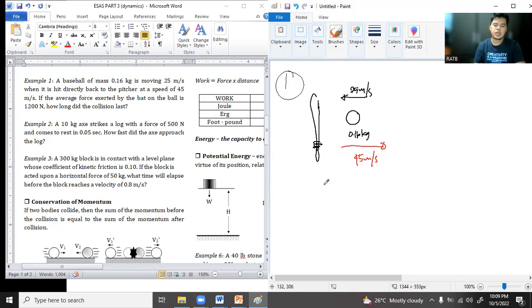So we are asked for the contact. The baseball bat is used to hit the ball, resulting in the ball returning in the opposite direction at 45 meters per second.